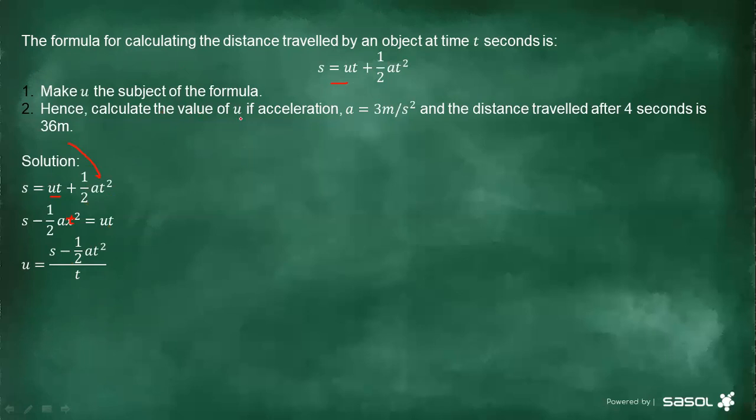Hence, calculate the value of u if acceleration is 3 meters per second squared, and distance traveled after 4 seconds is 36 meters. Then substitute the values. Then the answer is going to be what? 3. Right? The answer is going to be 3. So that is that.